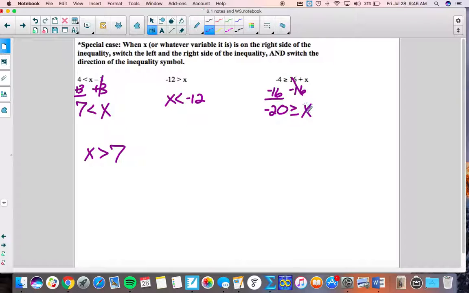So the answer says that x is less than or equal to negative 20. Or negative 20 is greater than or equal to x. But let's put the x on the left side instead. So we switch the x and the value, but then we also have to switch the direction. The inequality is eating the negative 20, so it needs to keep on eating the negative 20.